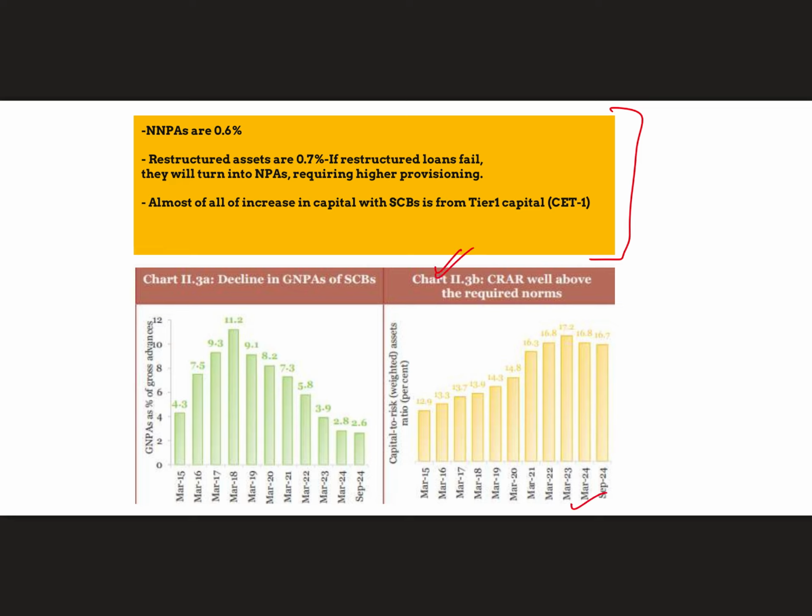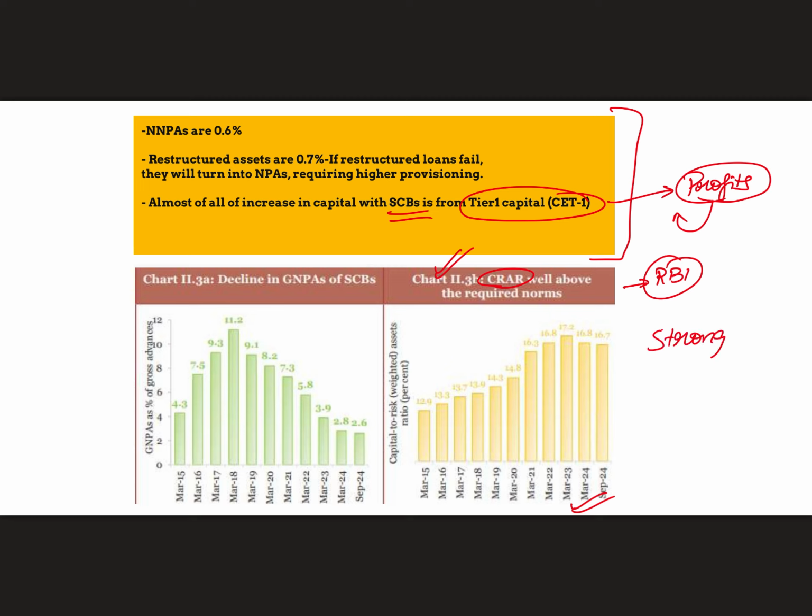What does this chart say? CRAR, the capital risk adequacy ratio norms, which were set up by the Basel Committee and enforced by RBI in our country, are well above the required norms for scheduled commercial banks. And it is coming from tier one capital, meaning banks are making enough profits to reinvest into tier one. It is a very good sign. If CRAR norms are above normal, it means that the banks are extremely strong. This is the takeaway. I want you guys to appreciate this graph. It has been increasing steadily.